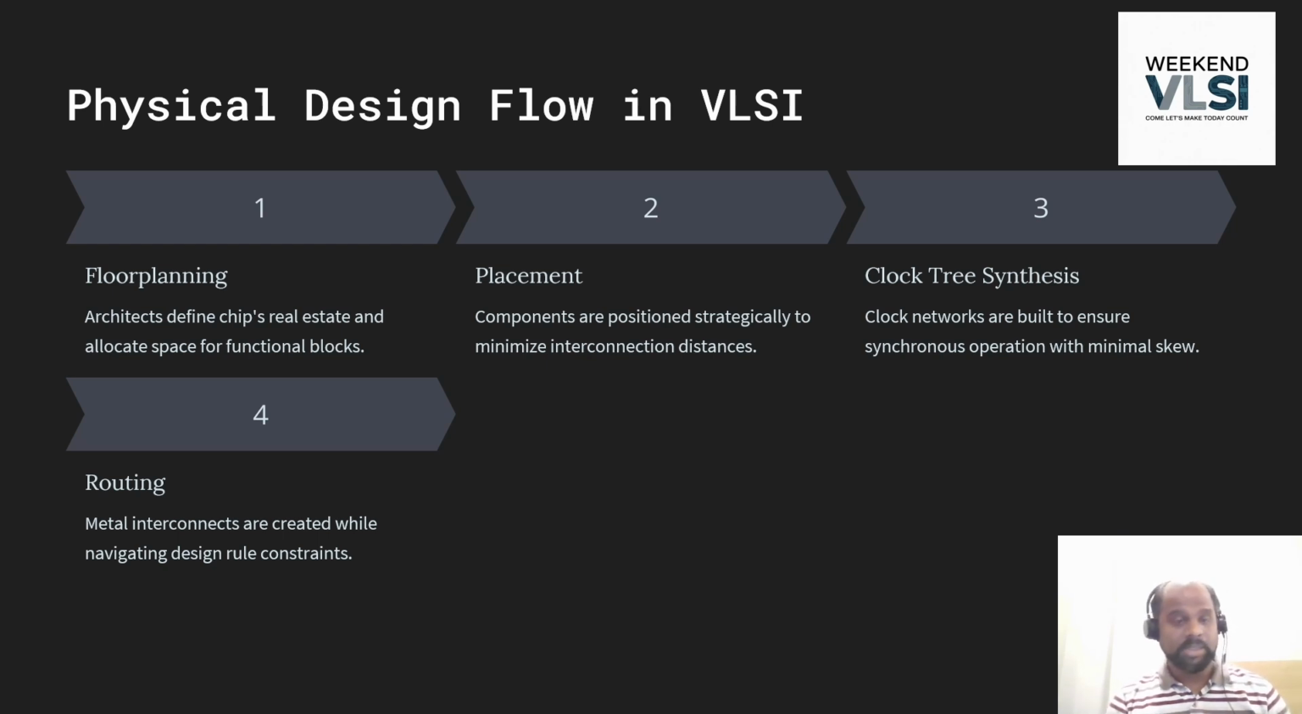Metal density is a rule in your foundry, maybe TSMC or GlobalFoundries or Samsung Foundry. They say this much minimum density of metal is needed in these layers. So metal fill is also done in this stage. After routing, the actual design is completed. We can generate the GDS or OASIS file and provide it to the foundry.